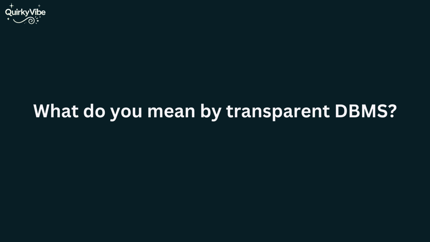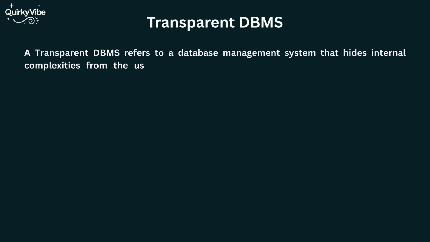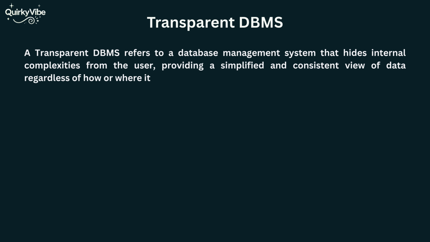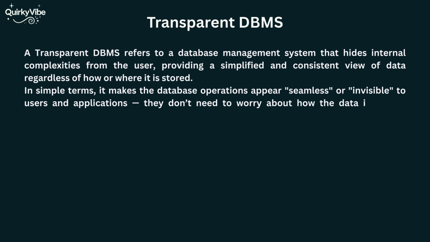What do you mean by transparent DBMS? A transparent DBMS refers to a database management system that hides internal complexities from the user, providing a simplified and consistent view of data regardless of how or where it is stored. In simple terms, it makes the database operations appear seamless or invisible to users and applications. They don't need to worry about how the data is stored, retrieved, or maintained.